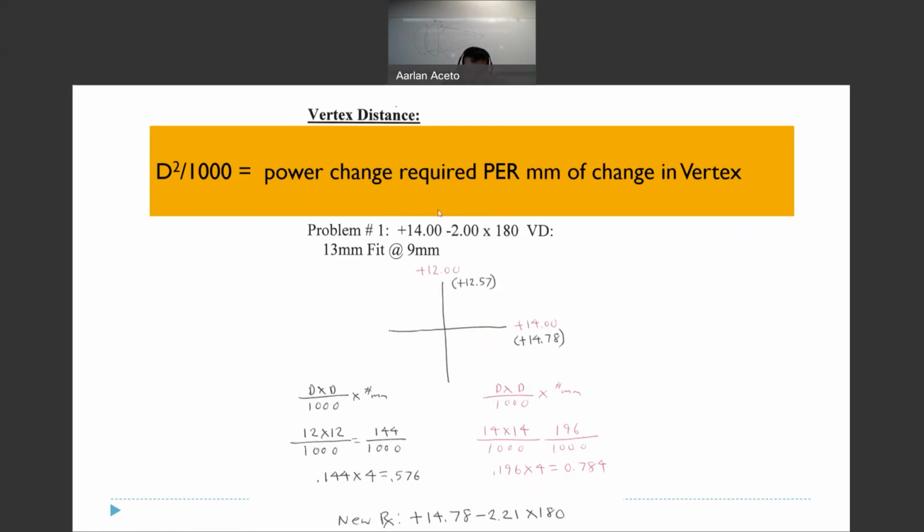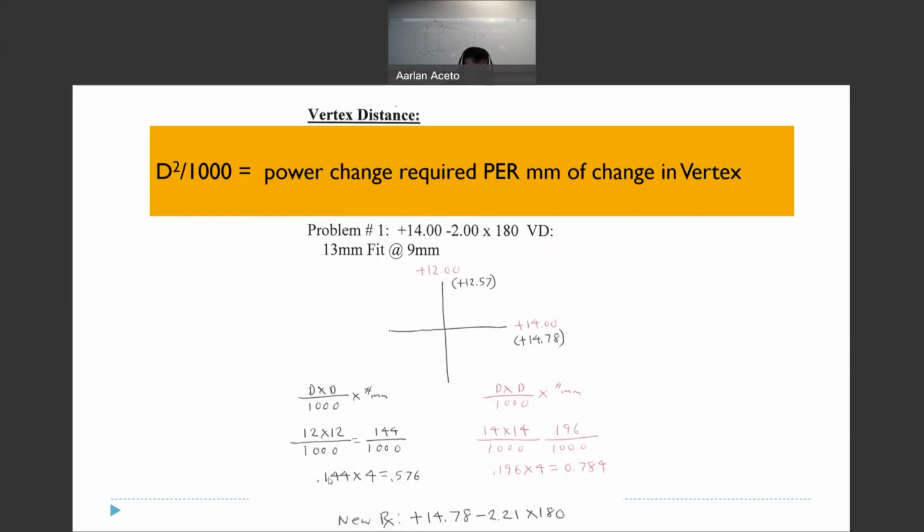Plus all of the sill, so a plus 14 and a minus 2 is a plus 12. So we're going to vertex these individually by 4 millimeters. Well, how do you do that? Well, let's do the 90-degree meridian first. 12 times 12, or 12 squared, is 144.